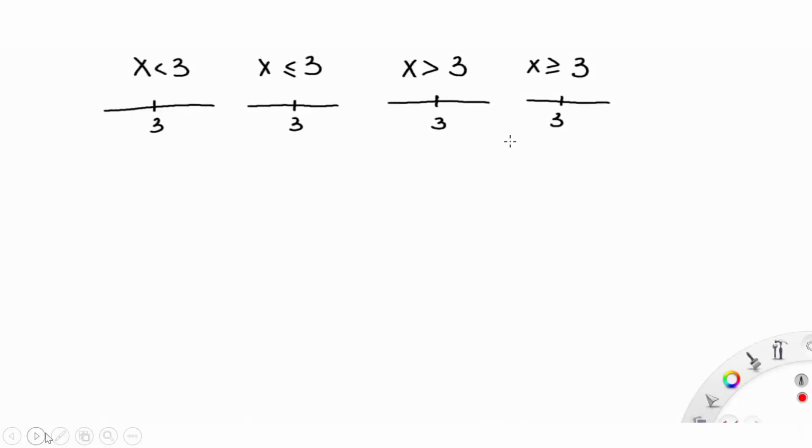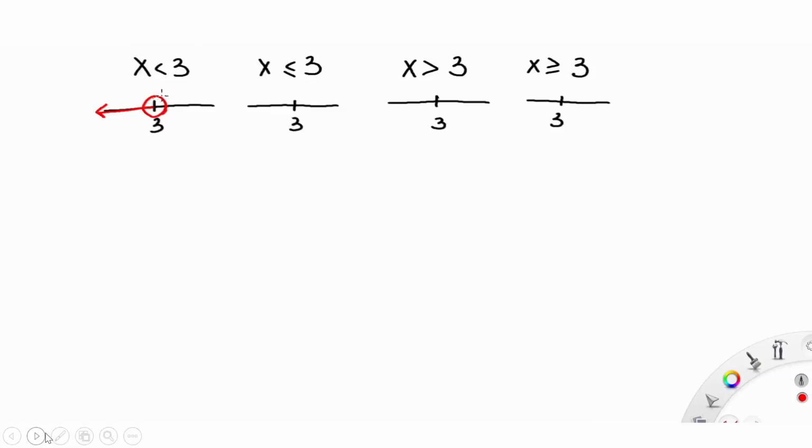All right, so let's start by looking at the four different kinds of graphs that you can have when you are solving and then graphing for an inequality. In this first example, I have a solution that says x is less than 3. And what it means in terms of the graph is that all the values that are less than 3 but not including 3 make this statement true.